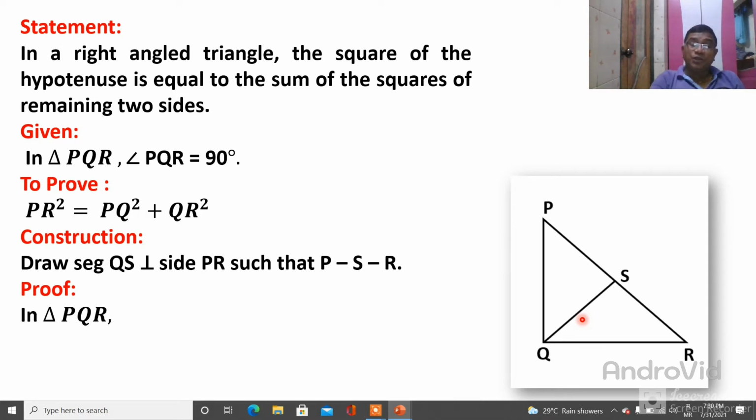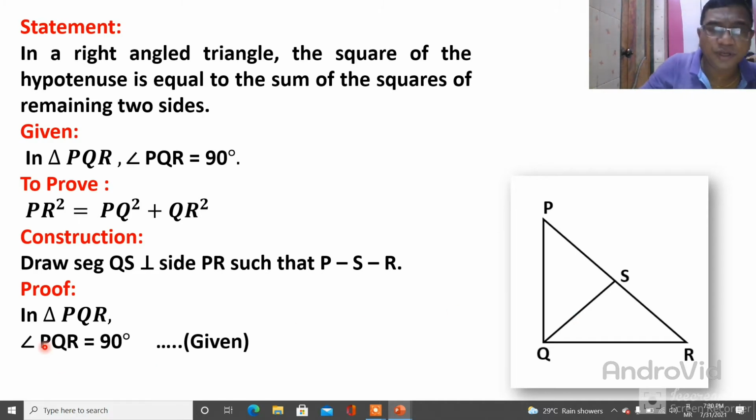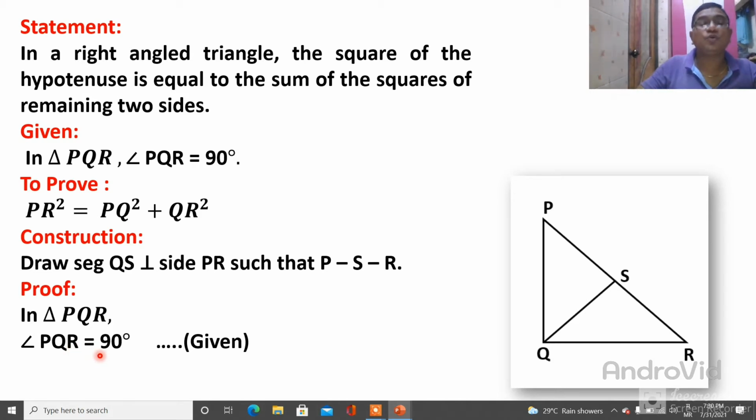So first, in the proof, whatever is given, write that first. So in triangle PQR, what is given? Angle PQR is equal to 90 degrees. So I write: in triangle PQR, angle PQR is equal to 90 degrees.